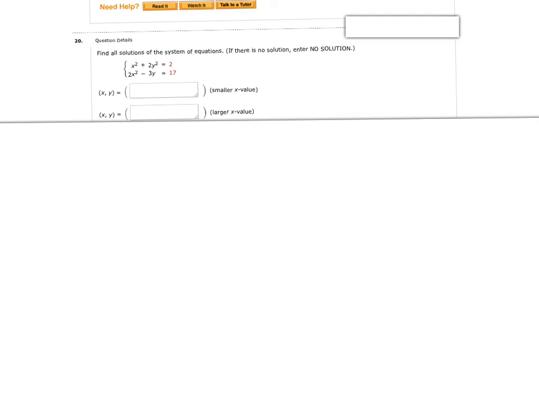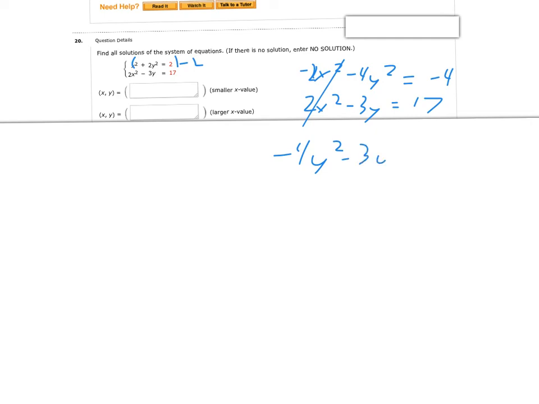All right, next up here, number 20. So I'm going to use elimination on this. I'll go ahead and multiply that by negative 2. So I get negative 2x squared minus 4y squared equals negative 4. And we'll add that up with the 2x squared minus 3y equals 17. And these cancel out. And so I get negative 4y squared minus 3y equals, what is that, 13.